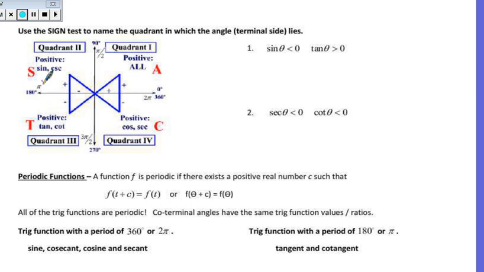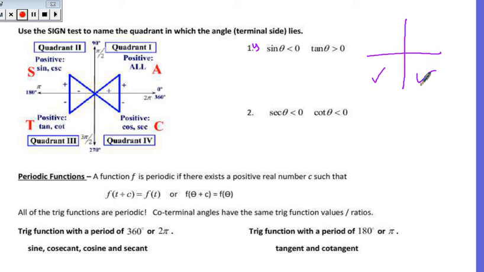What I like to do is just make myself a grid and say to myself, okay, I need to find out what quadrant theta is lying in here. And it's telling me sine is less than 0. Where would sine be negative? Remember, sine is representing the y values, and anything below the x-axis is negative. So that would either be in quadrant number 3 or 4. So I put a check in quadrant 3, and I put a check in quadrant number 4.